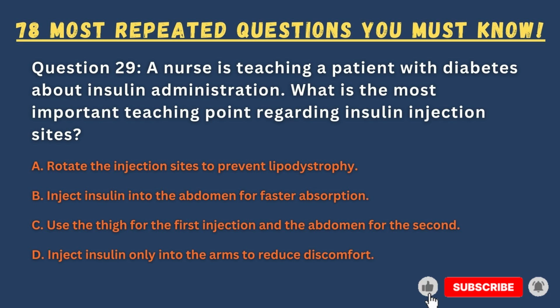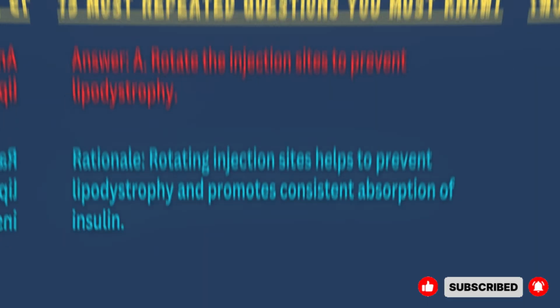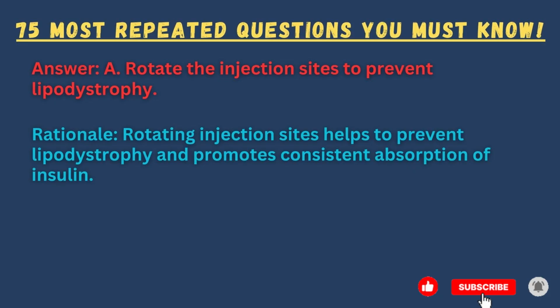A. Rotate the injection sites to prevent lipodystrophy. B. Inject insulin into the abdomen for faster absorption. C. Use the thigh for the first injection and the abdomen for the second. D. Inject insulin only into the arms to reduce discomfort. Answer: A. Rotate the injection sites to prevent lipodystrophy. Rationale: rotating injection sites helps to prevent lipodystrophy and promotes consistent absorption of insulin.